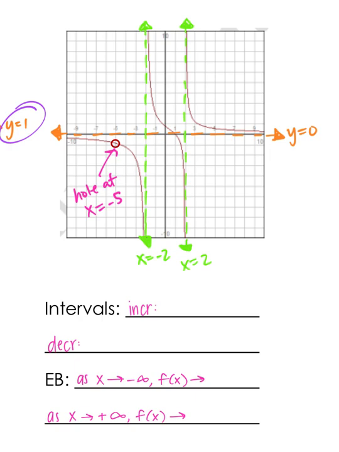Right, so for intervals of increase and decrease, I'm going to start at the left, and I can see that I am decreasing this entire time. I'm going to decrease to the hole. So from negative infinity to my hole at negative 5, then from my hole at negative 5 to my vertical asymptote.